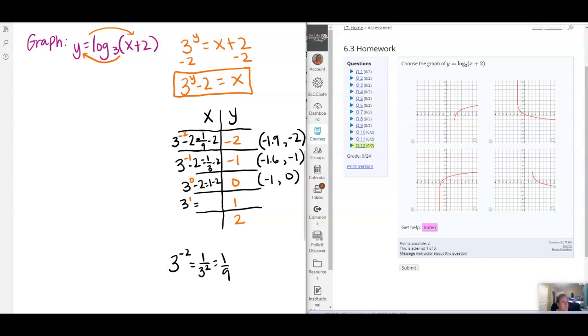So, oops, I meant to put -2. All right, so I really have 3 minus 2 there. So that will give me 1, so 1 comma 1. And then my last one is going to be 3 to the 2nd power, which is 9, and then minus off 2 is going to give me 7. Right, so 7 comma 2.